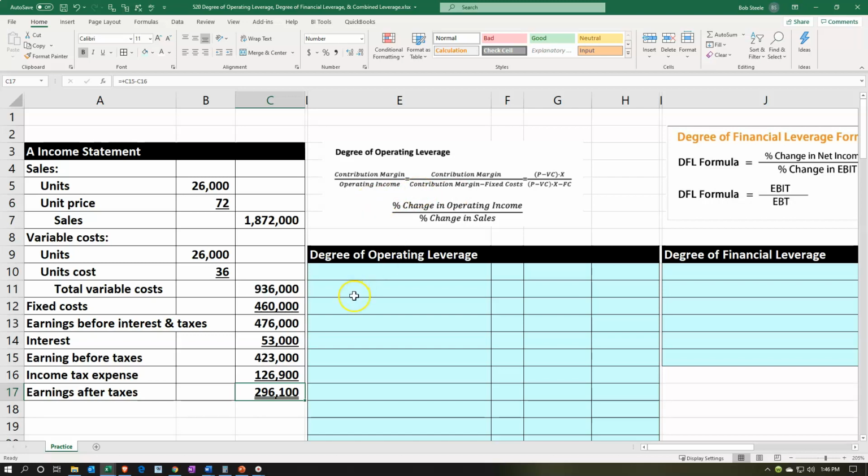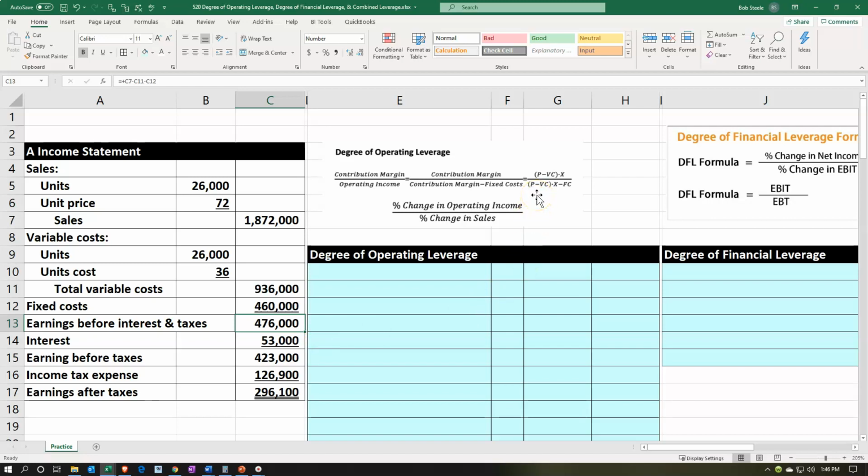So here's our contribution margin minus the fixed costs. In other words, the item in our income statements before we have been considering the interest and the income taxes. So in other words, earnings before interest and taxes. All right, so that's going to be our formula, which you can also kind of break down.